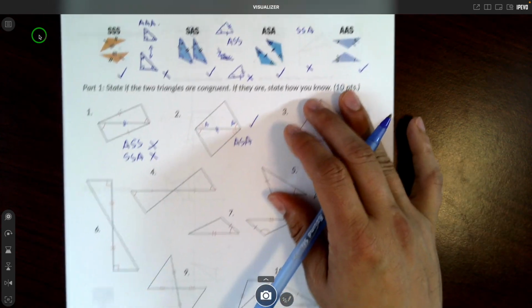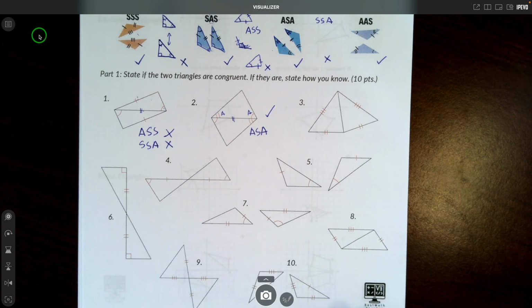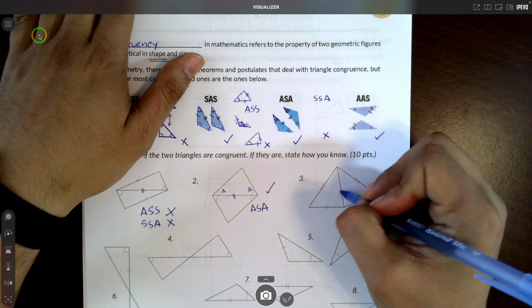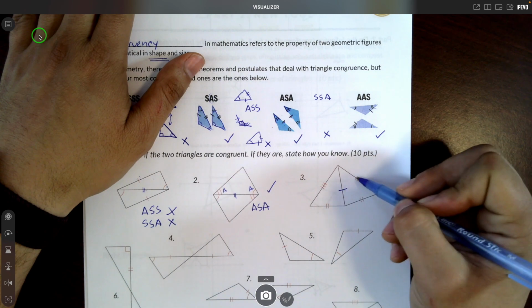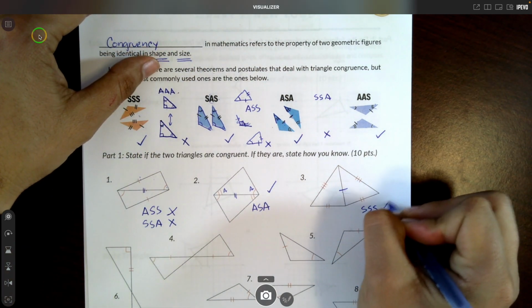See if you guys can pause the video and see if you guys can figure all of these out on your own. There's 10 different examples. Each example gives you guys 1 point, okay? Example 3, all 3 of these have the same 3 sides. So this is side, side, side, and that works out.